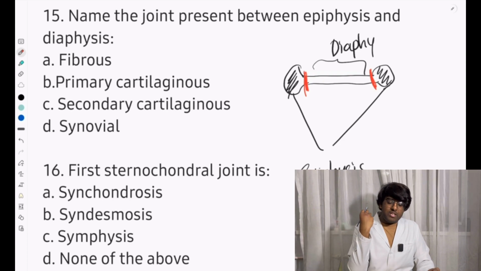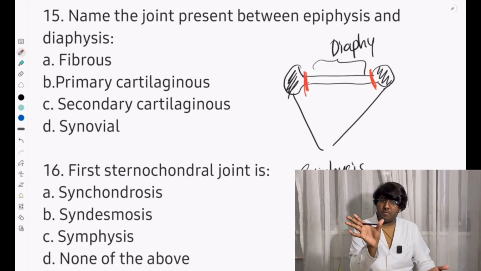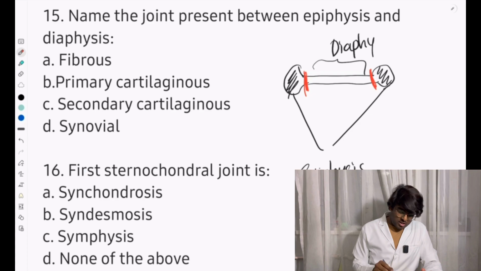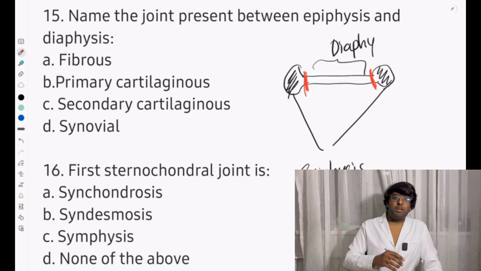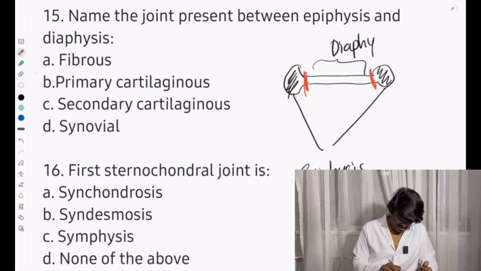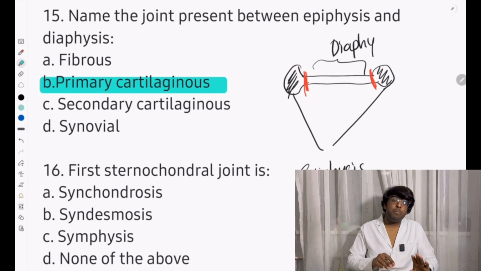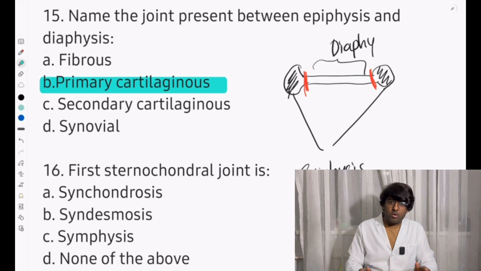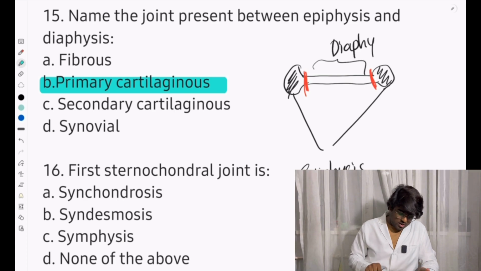So they are asking which type of joint is present between the diaphysis and the epiphysis, the proximal and distal end and the shaft of the bone. First option is fibrous, second is primary cartilaginous, third is secondary cartilaginous, fourth is synovial. You know that it will never be fibrous, because if it is fibrous then it will not move. Then next is primary cartilaginous. Yes, it is primary cartilaginous because it helps in the elongation or growth of the bone. So it is the primary cartilaginous joint.